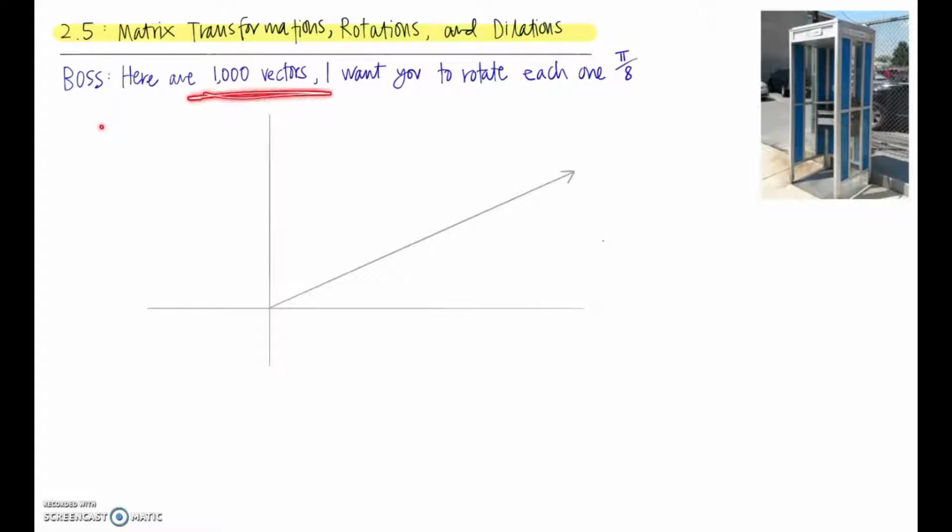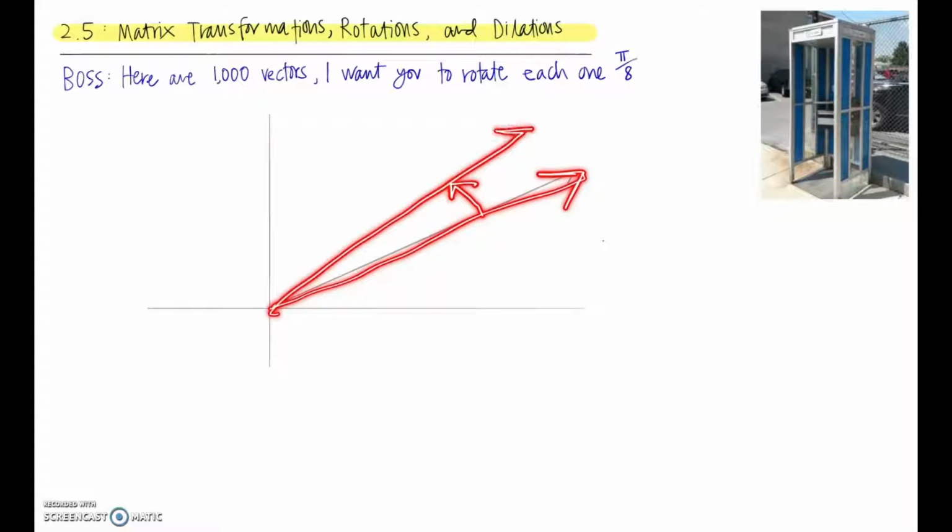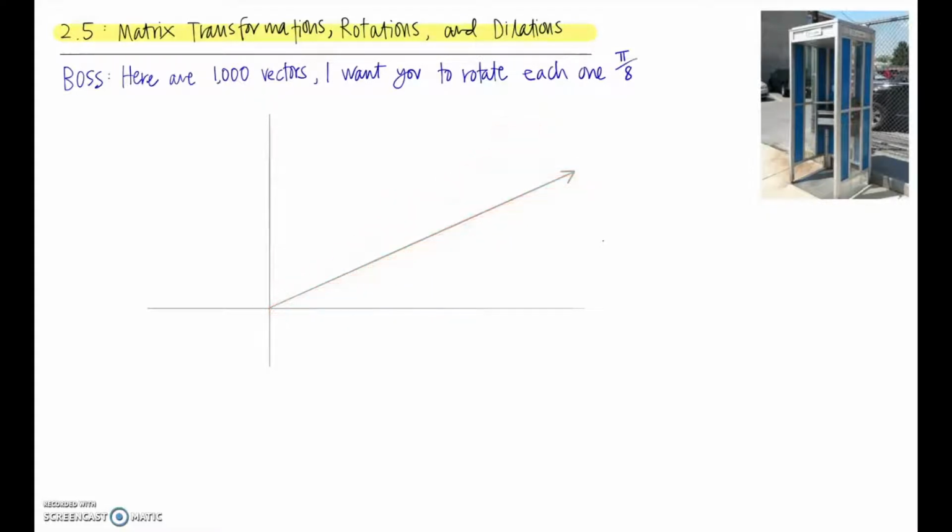You have 1,000 vectors and you've got to take each vector and rotate it. So if you have this vector here, you're just going to rotate it slightly, pi/8 radians, and get a new vector. And he's going to want the coordinates for the new vector. So maybe this is the first vector that you pull out of the box and its coordinates are 6, 2.85, and you think, okay, I've got to rotate it pi/8 radians and get the coordinates for the new vector. It'll be sitting right here.